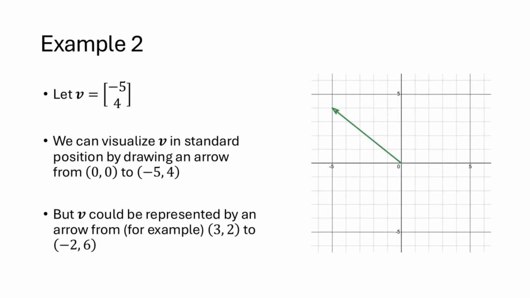Let's take a look at this example. We have the vector v, which is the vector (-5, 4). Here we've drawn it in standard position with its tail at (0, 0) and its head at the point (-5, 4). But we could have drawn this vector in any position. For example, we could draw it with its tail at (3, 2) and its head at (-2, 6). Notice that in this position, the length and the direction are the same.